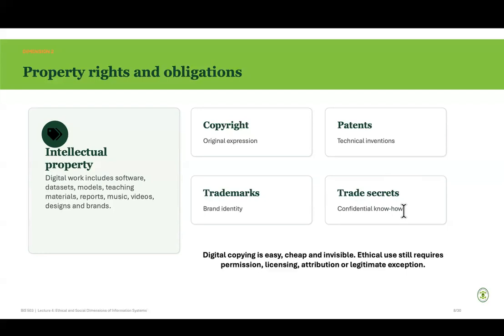But the key principle is that ethical use requires what? Permission. When we want to use digital property in an ethical way, it requires permission, it requires proper licensing, it requires attribution or a legitimate exception.